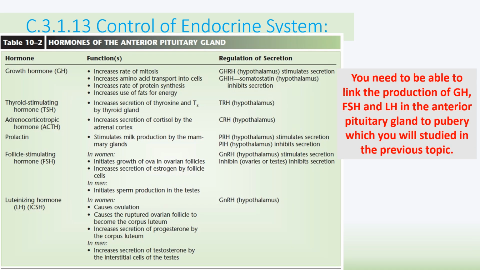The anterior pituitary gland releases a series of hormones, and again, you can link it to the ones you know from earlier in the course. Thyroid stimulating hormone you might not have heard of, but you will have heard of follicle stimulating hormone and luteinizing hormone from the reproduction section of the course. You also need to be familiar with growth hormone, which increases the rate of mitosis, increases amino acid transport into cells, rates of protein synthesis, and uses fats for energy.